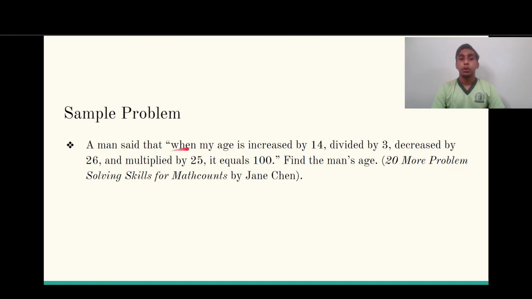A man said that when his age is increased by 14, divided by 3, decreased by 26, and multiplied by 25, it equals 100. So you're given the final answer, but you want to find his original age, which is what you started with. So you need to use some back calculation here. They've given you all the operations, so just flip them and you can find his age. It's from 20 More Problem Solving Skills for MathCounts by Jane Chen. Alright, go ahead, pause the video and try to solve this one.